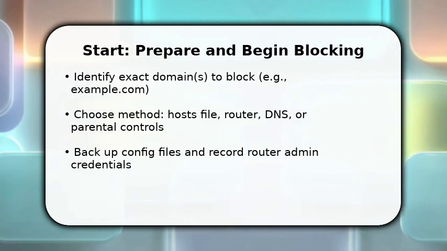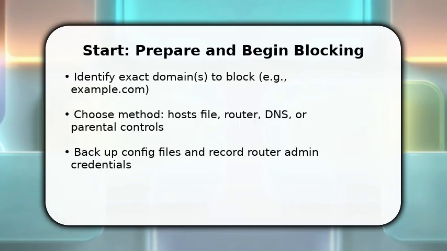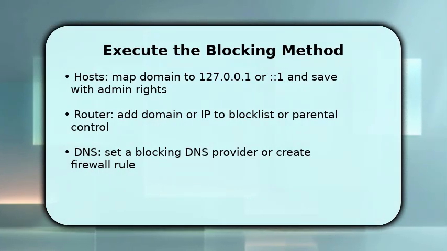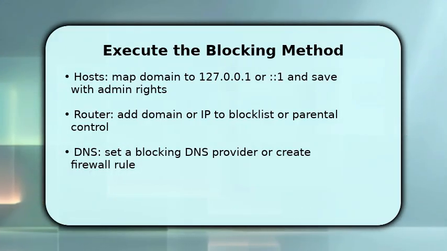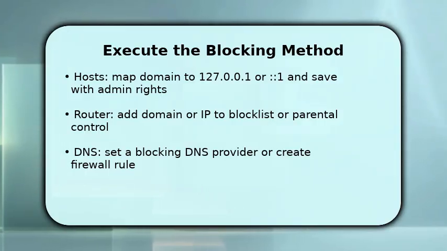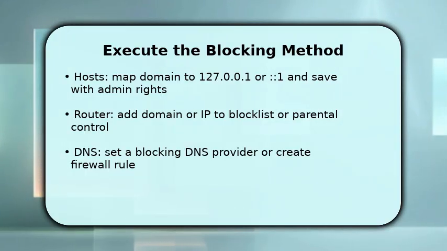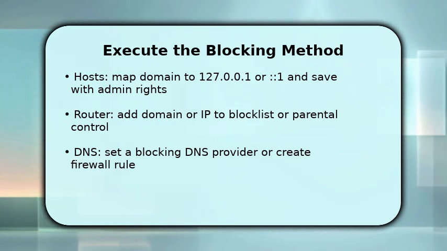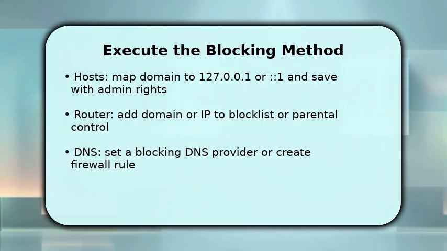Now implement the chosen method step by step. If editing hosts, add lines mapping each target to 127.0.0.1 and save with elevated privileges, then flush DNS cache afterward. If using the router, find URL/IP filtering or parental controls and add the domain and subdomains, then apply and reboot the router. For DNS or firewall approaches, select a blocking DNS service or create an explicit deny rule for the site's IPs. Test from multiple devices to ensure the block propagates across your network.